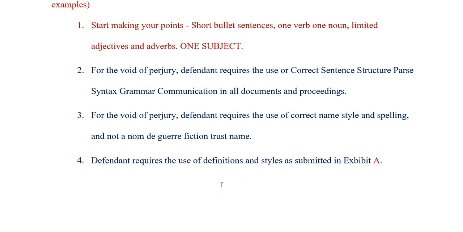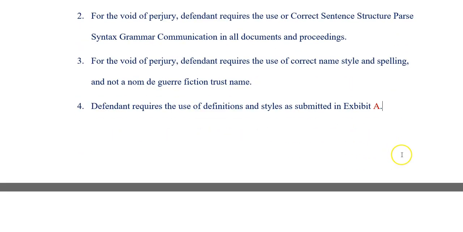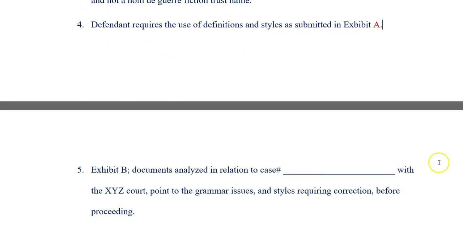Four. Defendant requires the use of definitions and styles as submitted in Exhibit A. Now that's where we're going to submit a definition sheet along with this as an exhibit. And you'll see what that is. I'm not going into that here today, but we give you that definitions and styles sheet that you would attach to this claim going back in.